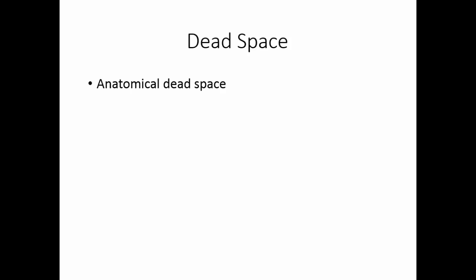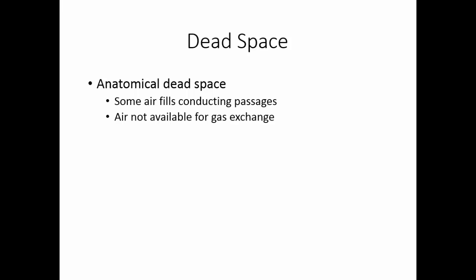Most of your dead space is anatomical dead space. You've always got some air in the conducting passages that never makes it to your lungs, so it's not available for gas exchange. A rough estimate of your anatomical dead space is about 1 milliliter for every pound of ideal body weight. So if you're overweight, it's not your entire weight, just what your ideal weight should be.